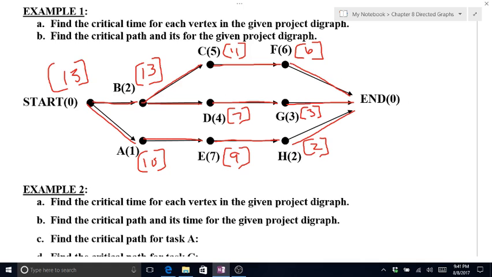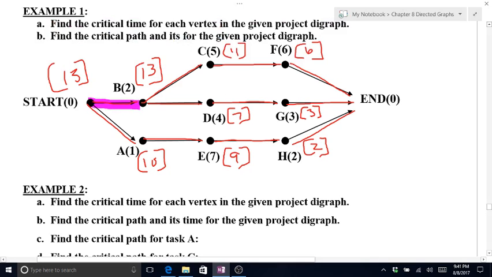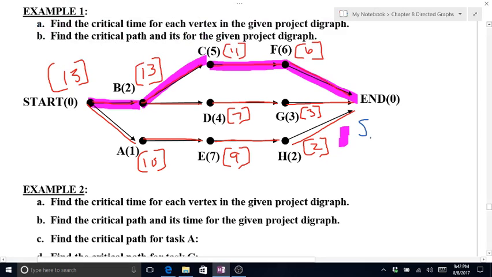So that's going to be my critical path. My critical path then is going to be to B. 13 minus 2 is 11, so that takes us to C. 11 minus 5 is 6. That takes us to F. 6 minus 6 takes us to the end. So it's start to B to C to F to end.